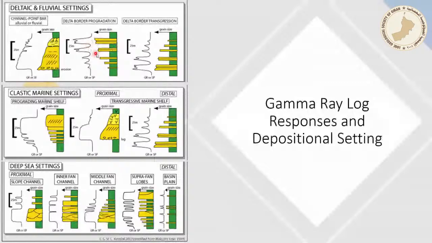Because, for example, this bell shape, you see it over here. So it can be a classic marine setting. So you are moving from a delta, from continental, into a marginal marine. That's why you always need to go back to the rocks and try to understand it. And you see the deep sea settings and how it changes from the proximal, which is near the coast, until the distal, which is far away. And you can see how the sand changes, and you're using the logs to understand it.